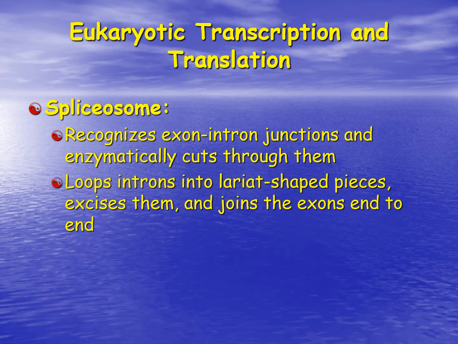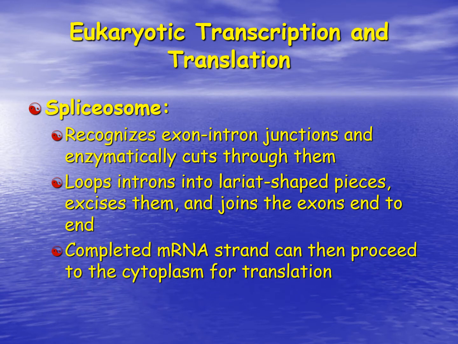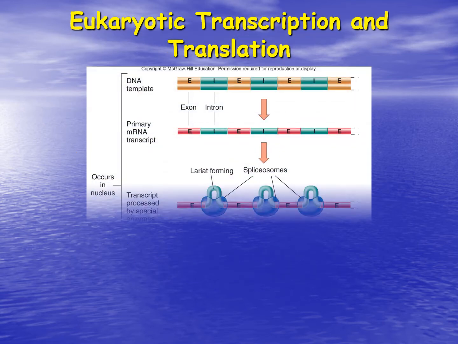These spliceosomes or ribozymes will loop the introns into lariat-shaped pieces, excise them, and then join the exon ends together to complete the now mature messenger RNA strand that can go through the nuclear pores of the nuclear membrane, go out into the cytoplasm, and attach to the ribosome for translation.